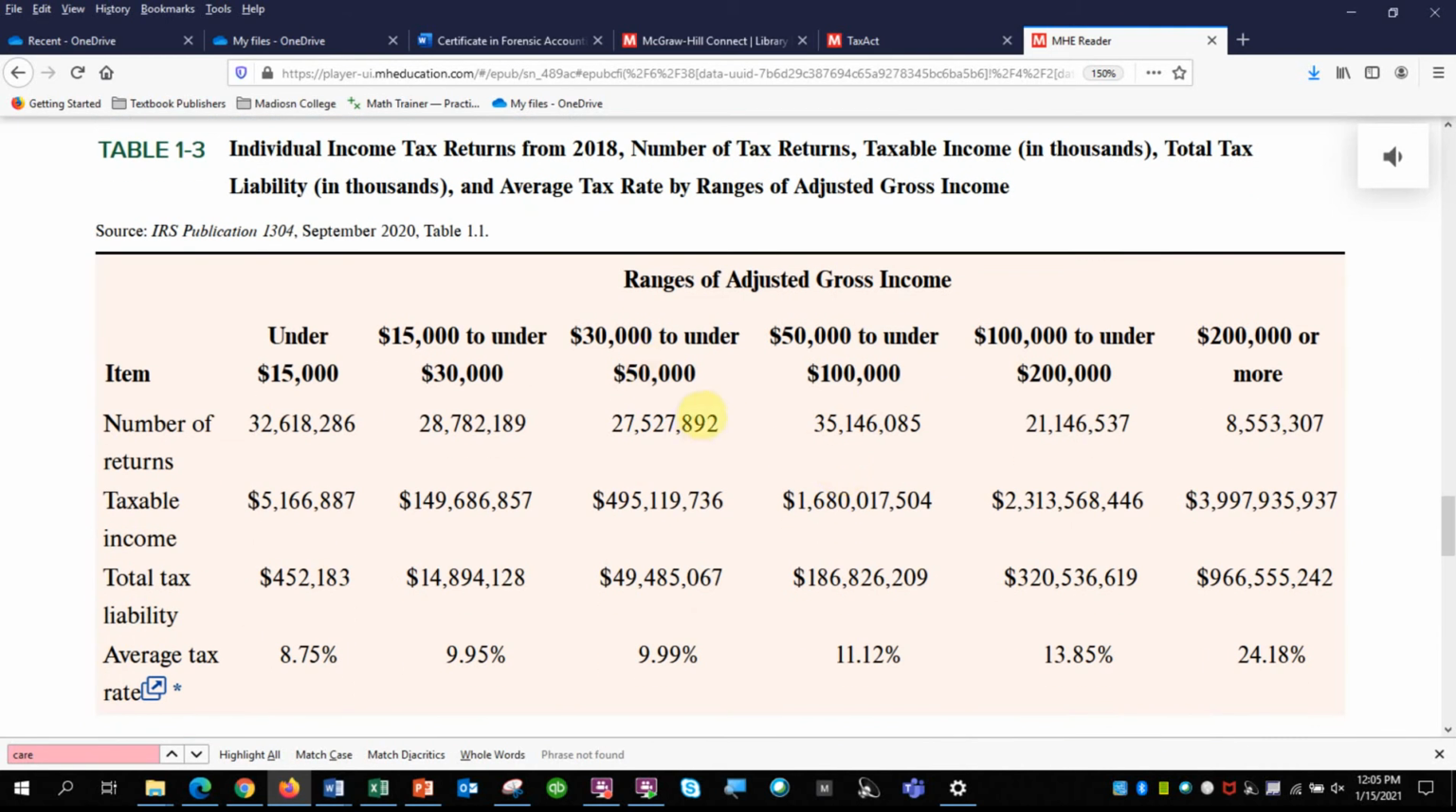This gives a range within the progressive tax system that we have, the federal income taxes, of the number of tax returns that are filed in 2018 at various taxable income ranges. So if we look at the number of returns filed, most tax returns in this country were filed under the $50,000 to under $100,000 tax range. And then the next was under $15,000.